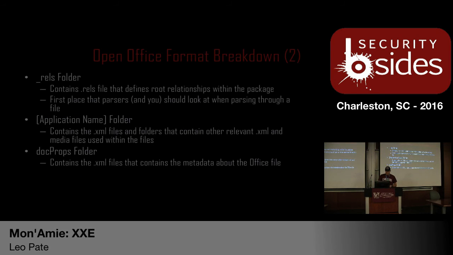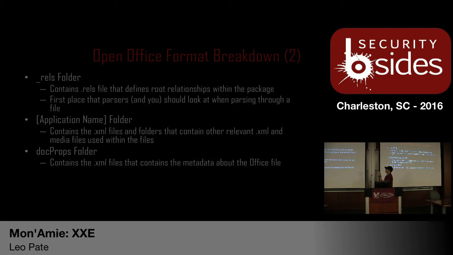In the OpenOffice format breakdown, there are essentially 3 core folders, depending on what you include in your file, in this case our Word document. What folders are there and how big your file is depends on that. Obviously, the more things you add to it and the longer your document is, the more XML files and the more things you're going to have in it.